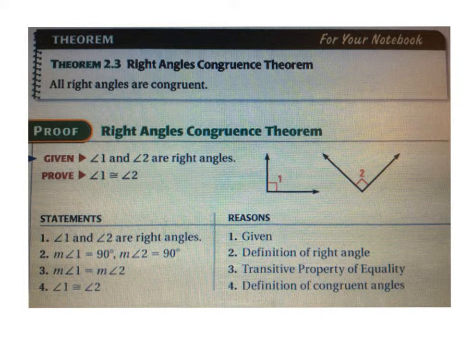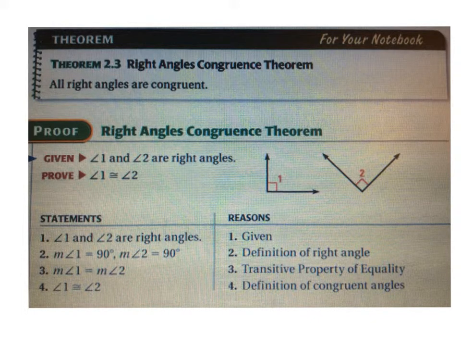Now that we have the given in there, so again, we know that right angles are 90 degrees, and that's by definition a right angle is 90 degrees. So what we can write in for the next step is measure of angle 1 equals 90 degrees and measure of angle 2 equals 90 degrees because they're both right angles. And all you have to write for that is just definition of right angle. So that's nice and straightforward.